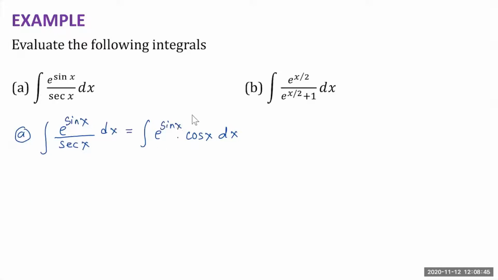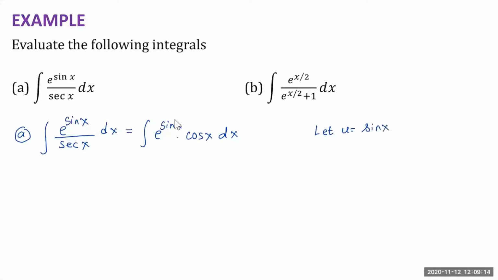This is a composite function where your inside function is sine x. And you also know that the derivative of sine x is cosine x, which is also here. That means the derivative of the inside function of the composite function is here in this integral, meaning we can use u substitution to evaluate this integral, where u is the inside function sine x. So let's do that. Let u equal sine x.